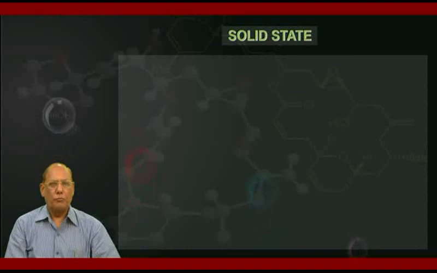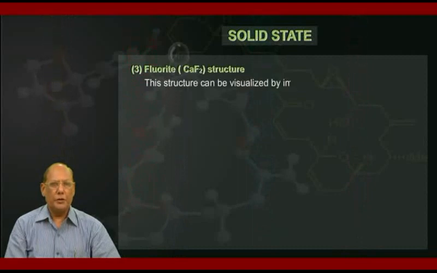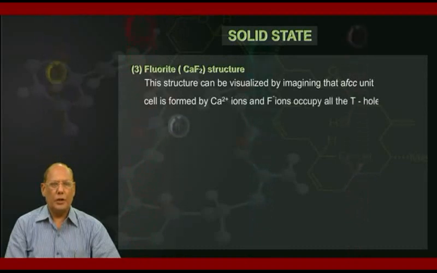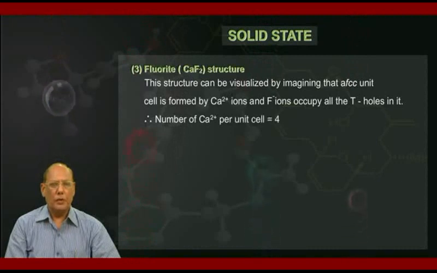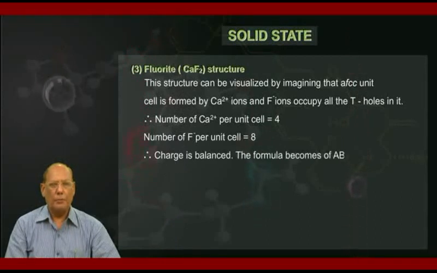Number 3, fluorite CaF2 structure. This structure can be visualized by imagining that a FCC unit cell is formed by calcium ions, and fluoride ions occupy all the tetrahedral holes in it. Therefore, number of calcium ions per unit cell is equal to 4. Number of fluoride ions per unit cell will of course be 8. Thus the charge is balanced, and the formula becomes of AB2 type.